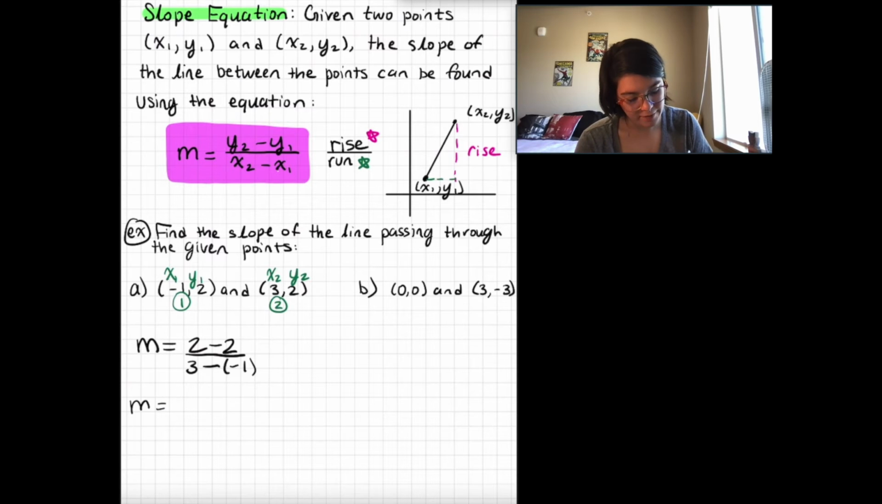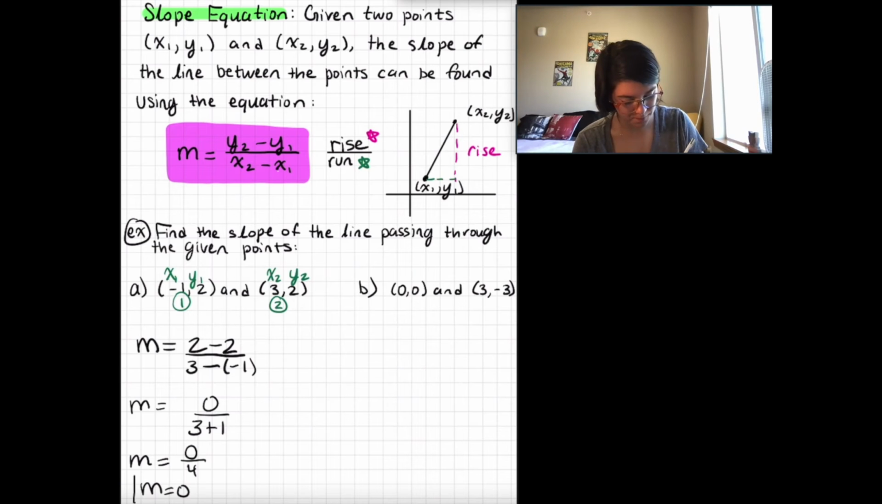So on the top, we have 2 minus 2, which is 0. And on the bottom, we have 3 minus negative 1. Remember, 2 negatives makes a positive. So we have 3 plus 1. So our slope is going to be 0 over 4. But 0 over anything is just 0. So this tells us we have a slope of 0.